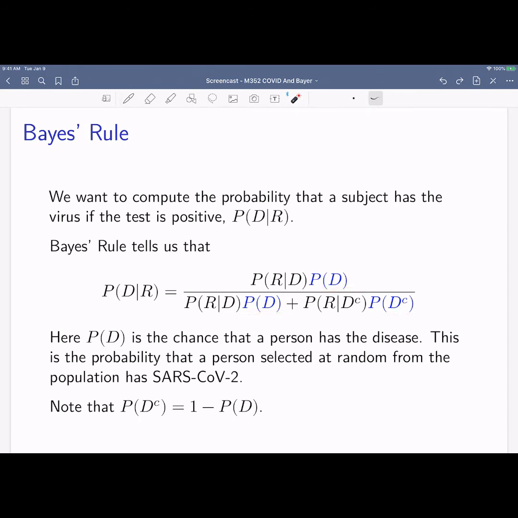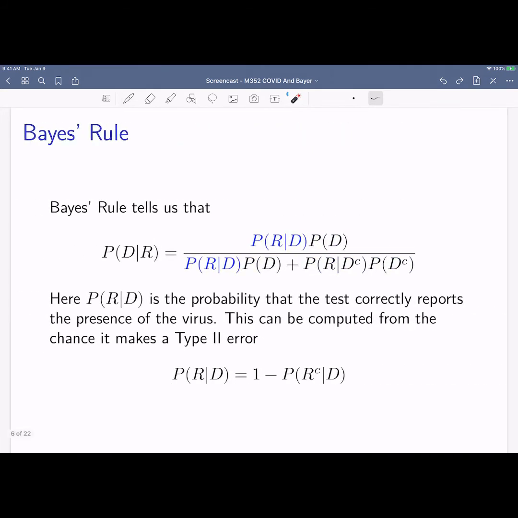So a way to think about that is this is the probability that a person selected at random from the population has the virus. So that's P(D). So another term in here is this conditional probability, the probability of R given D. This is the probability that the test correctly reports the presence of the virus. Right? So it's the probability that the test is positive given the person has the virus.